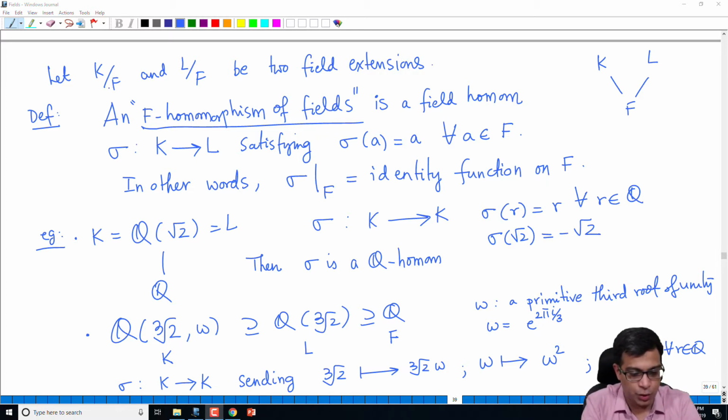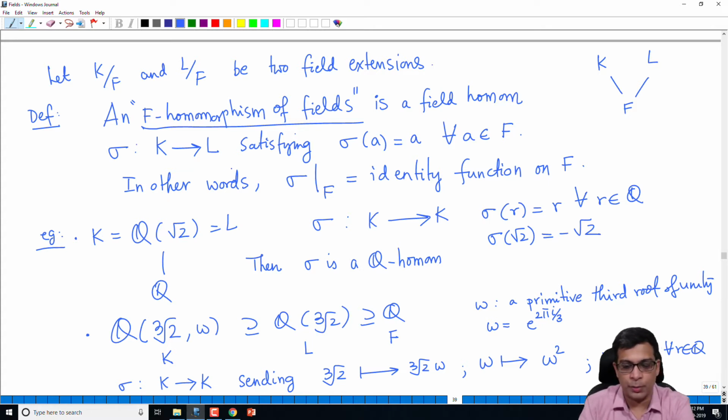So let us take two field extensions, K over F and L over F. So the base field is the same and we have two fields above it, K and L. There is no containment among K and L, so K and L are just field extensions of F. An F homomorphism of fields between K and L is a field homomorphism. It's not merely a field homomorphism, but it has an additional property that it fixes every element of F.